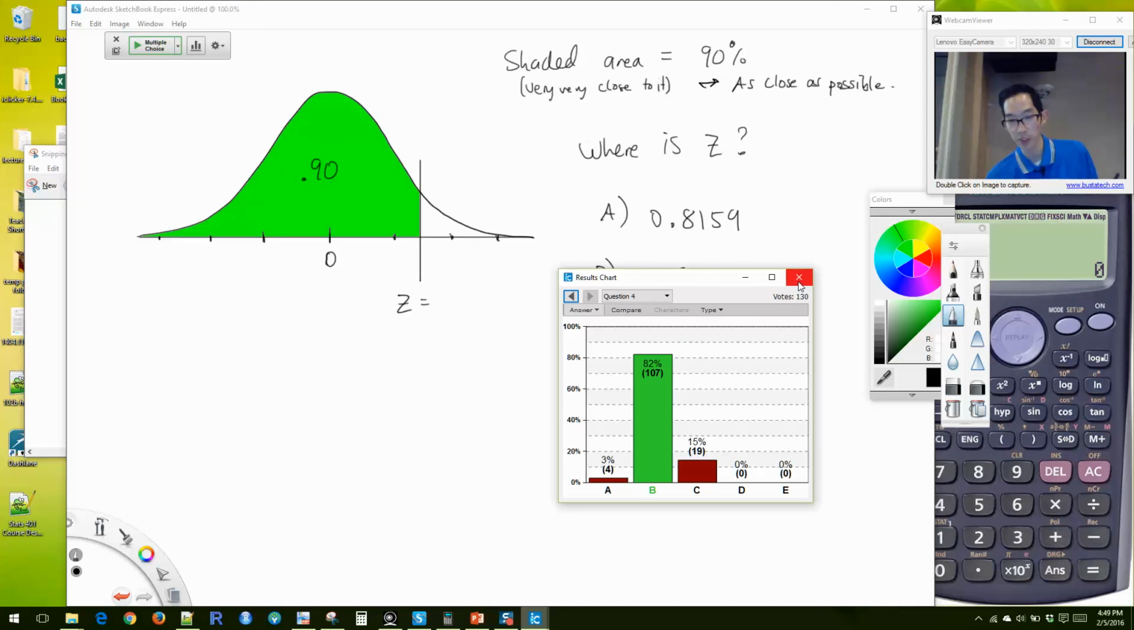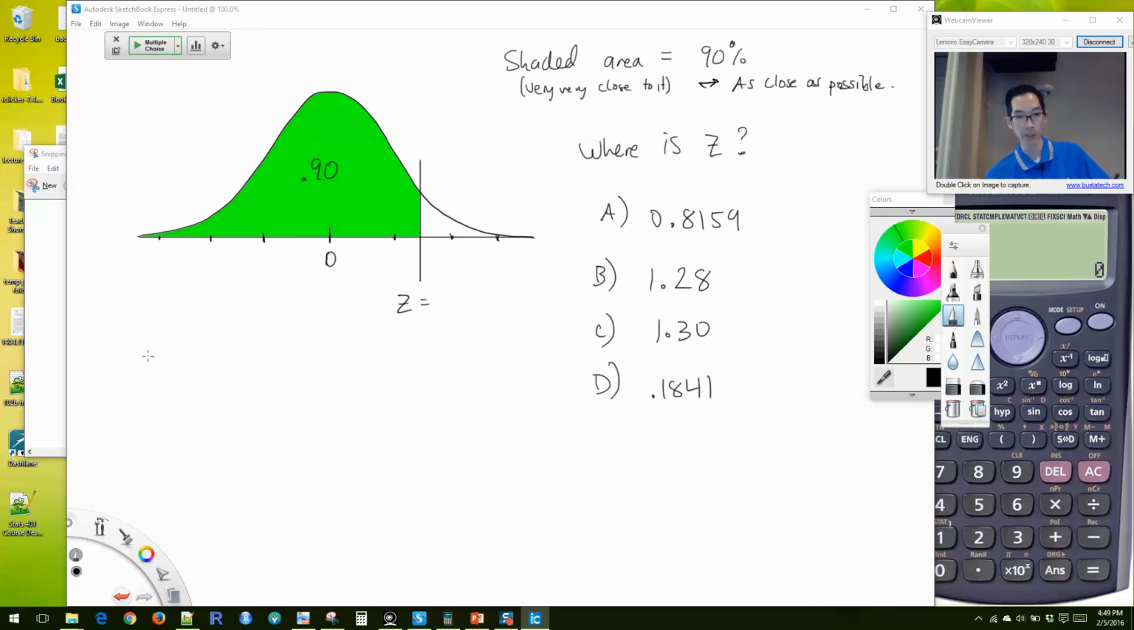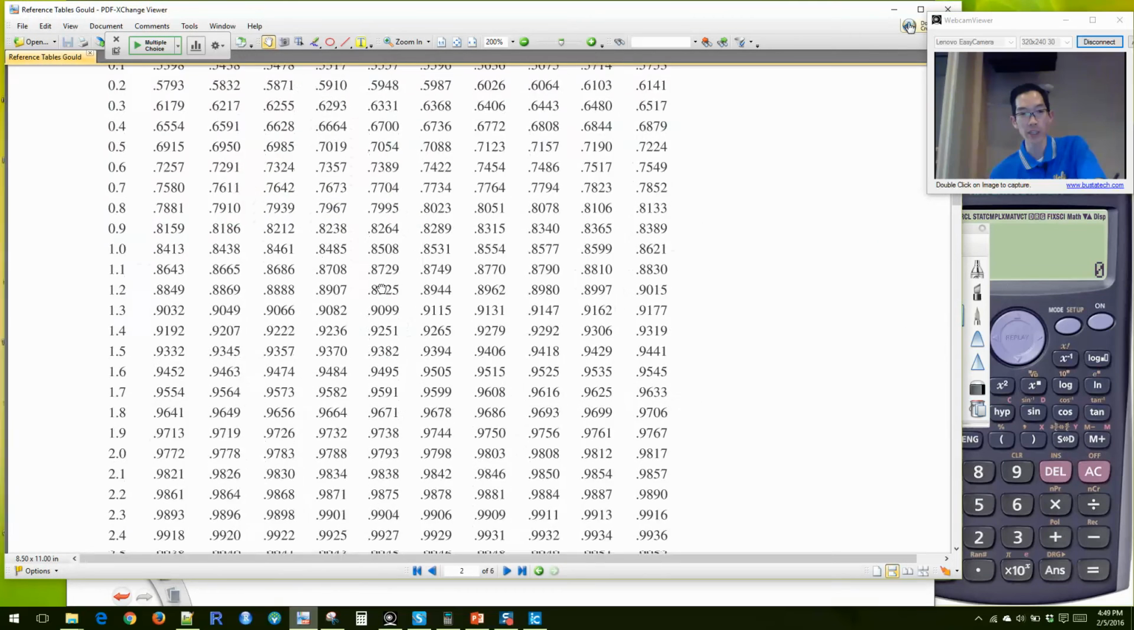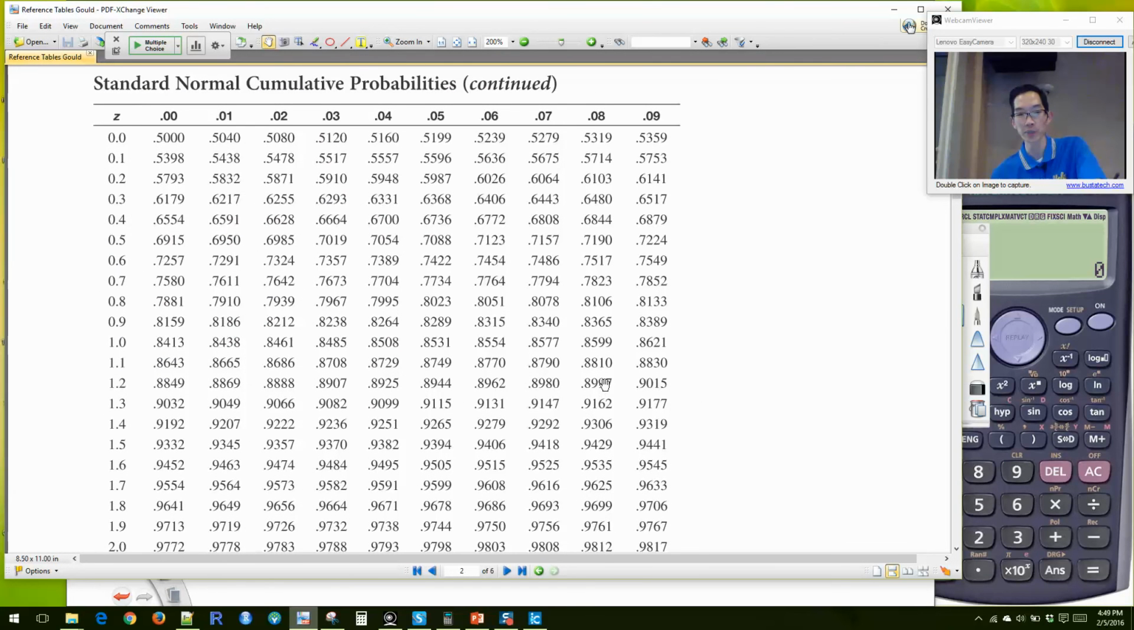The correct answer is B here. And so when we are doing the inverse reading of the table, we are given an area. So in this case, the area given is 0.9. And so we go to our table and we're looking for the area that's as close to 0.9 as possible. And so we see a few candidates. I listed 1.3, which is 0.9032, which is pretty close to 0.9. But if we look at 1.28, that's 0.8997. This is even closer to 0.9.